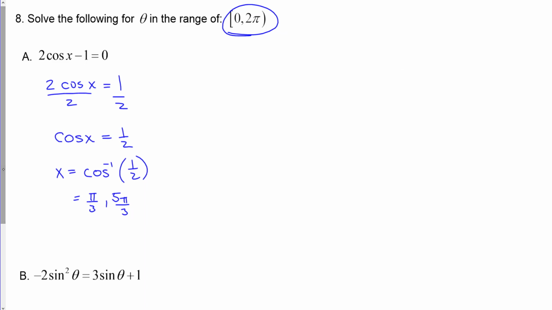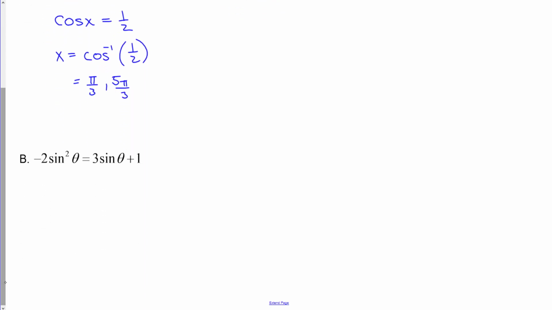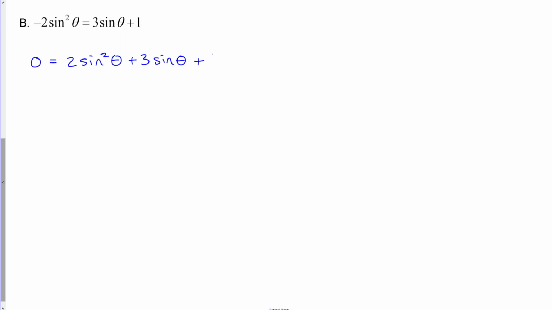The next one is quadratic, which is similar. We just basically have to do the same thing twice. So we have -2 sine squared theta equals 3 sine theta plus 1. I'm going to start off by adding 2 sine squared theta to both sides. I do need to factor this.